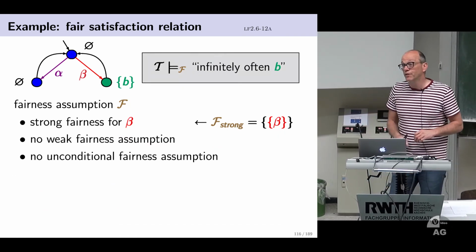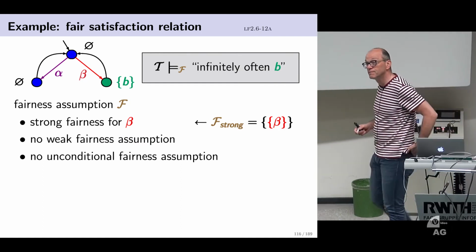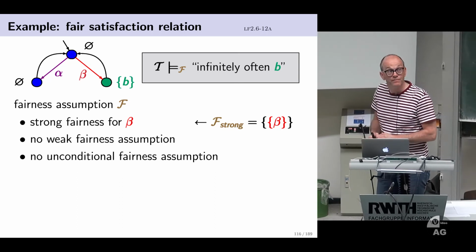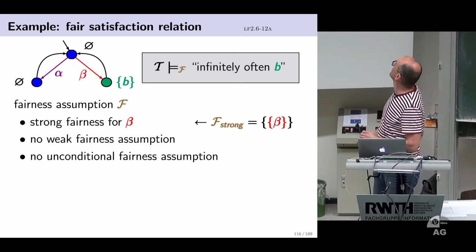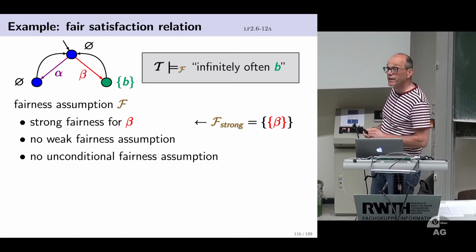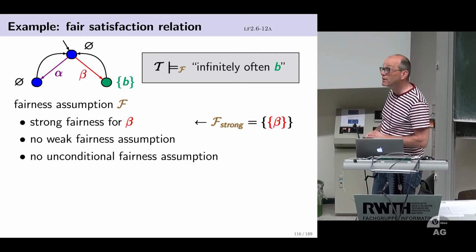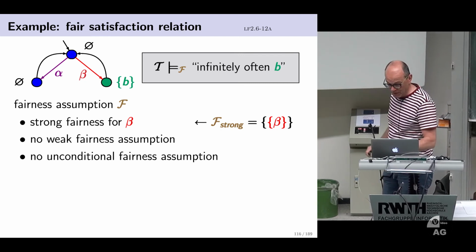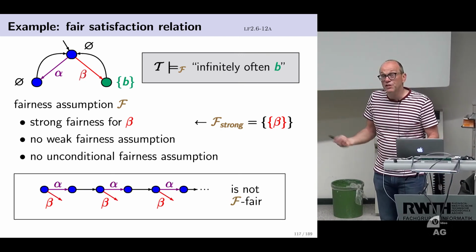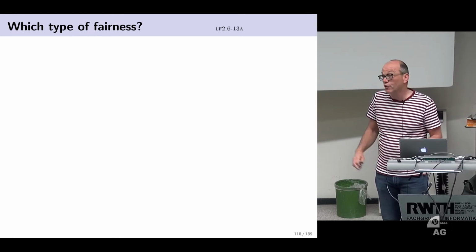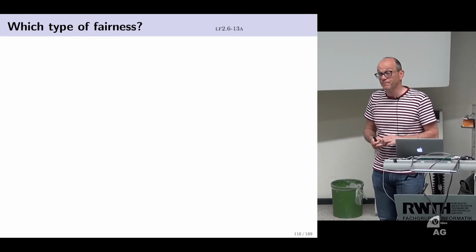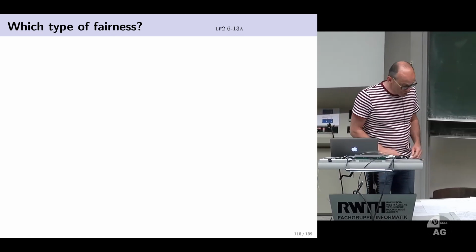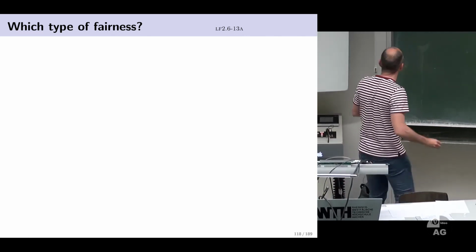Good. So does this solve the issue? Strong fairness for beta. That means if beta is infinitely often enabled, I should take it infinitely often. Does that rule out this behavior? Yes, it does, right? Good, because this is now not fair anymore, and therefore the property is satisfied.